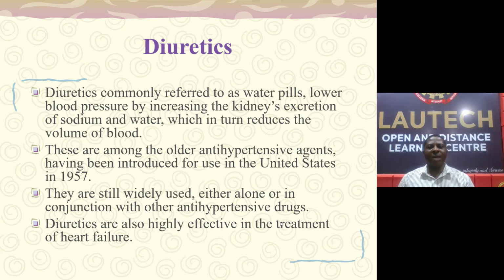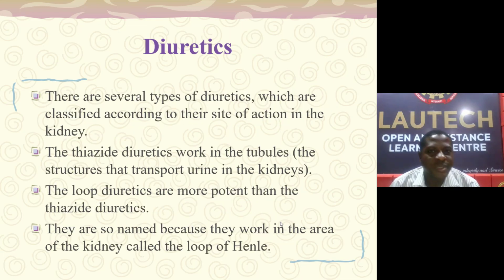These are among the older antihypertensive agents, having been introduced for use in the United States in 1957. They are still widely used either alone or in conjunction with other antihypertensive drugs. Some of these diuretics are used in combination with antihypertensives, or they stand alone. Diuretics are also highly effective in the treatment of heart failure.